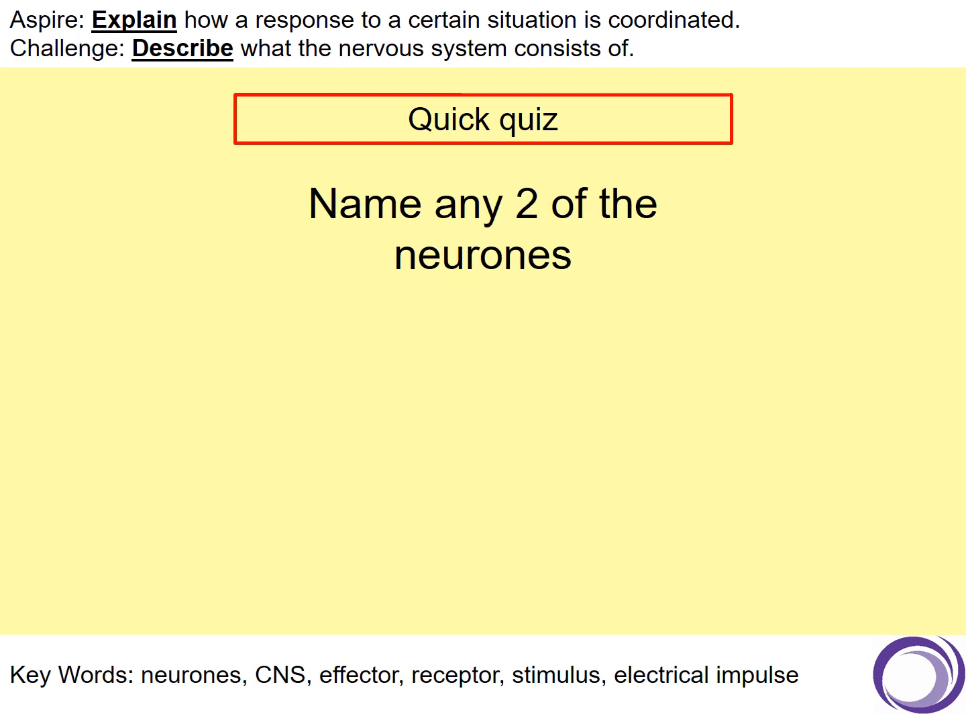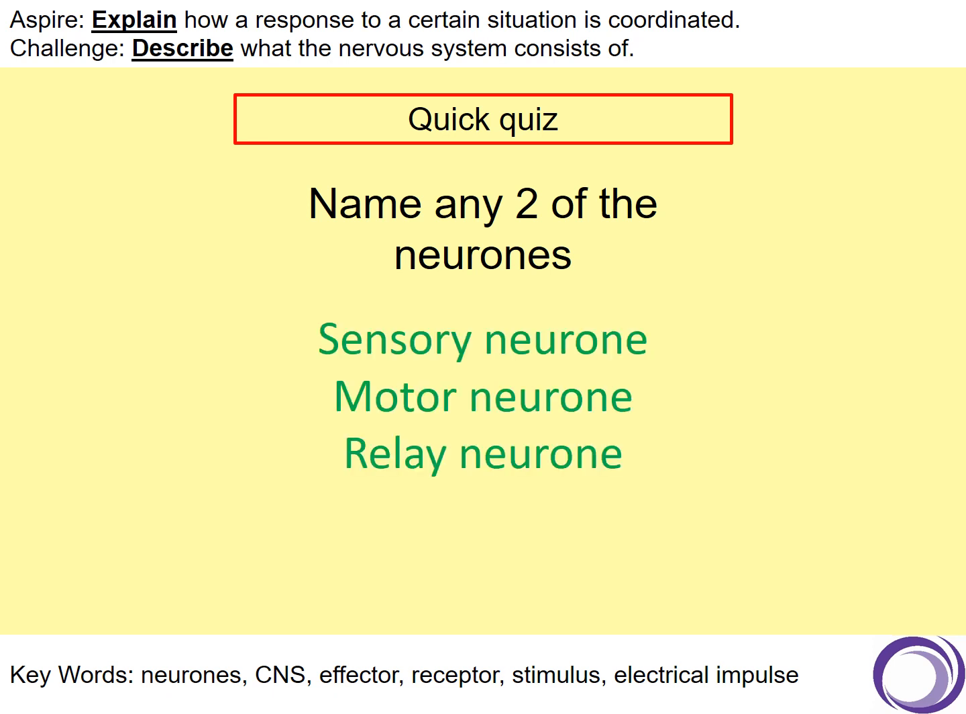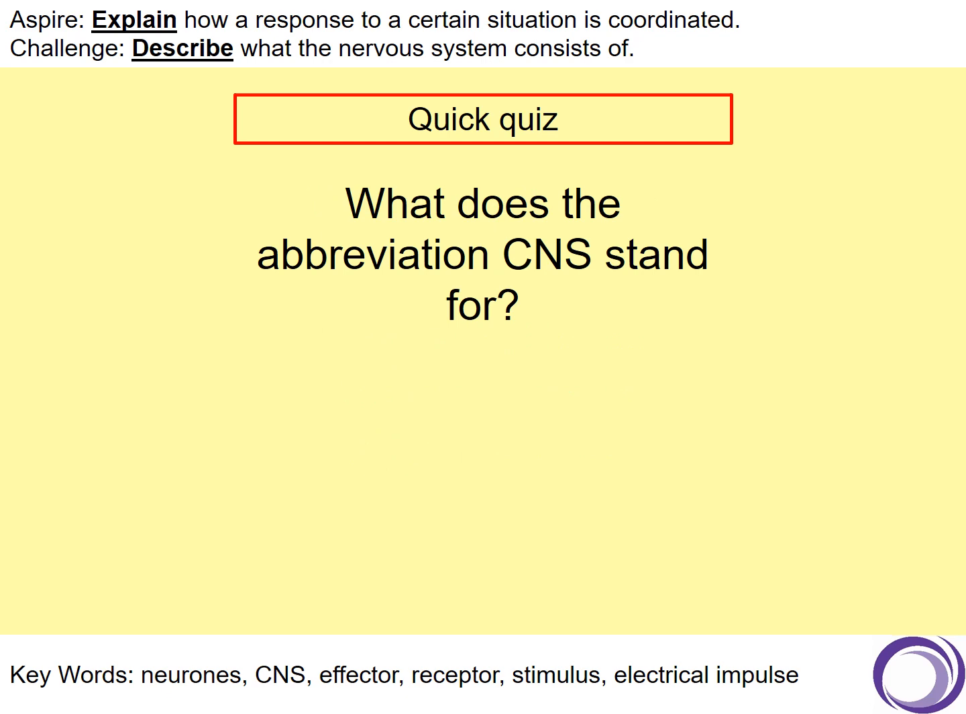Name any two of the three neurons that I have told you about today. Again, I'm going to give you 10 seconds. Off you go. Okay, so you could have picked any from sensory, motor, or relay neuron. Okay, next question. What does the abbreviation CNS stand for? Okay, I'm going to give you 10 seconds again. Off you go. Okay, hopefully you've all got written down central nervous system. Next question.